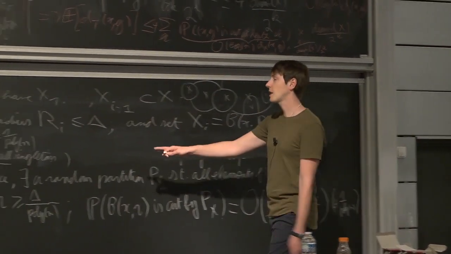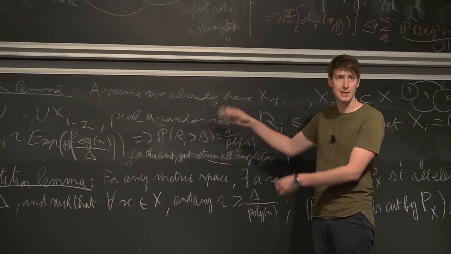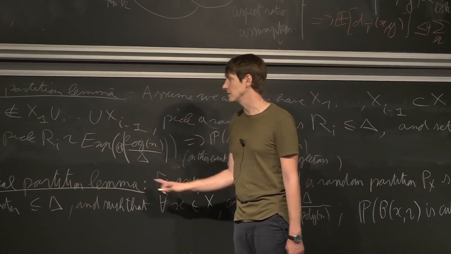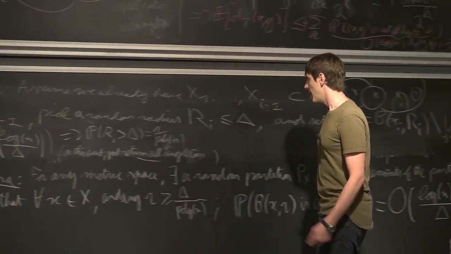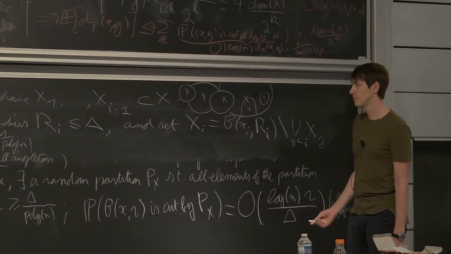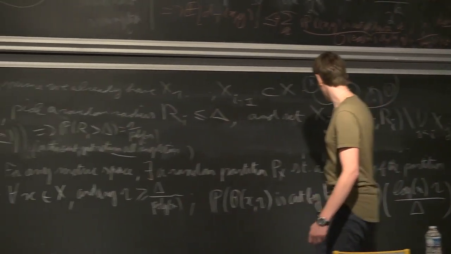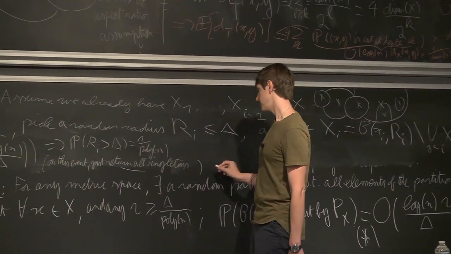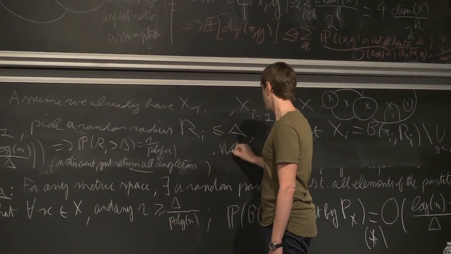Okay, so let me assume that I'm on the event that everything is nice, and in fact, I don't even need to worry about that. Let's just say I pick a radius which is like this. Now, if I pick a radius like this, why is this statement true? Okay, so let's call this star. So why is star true?